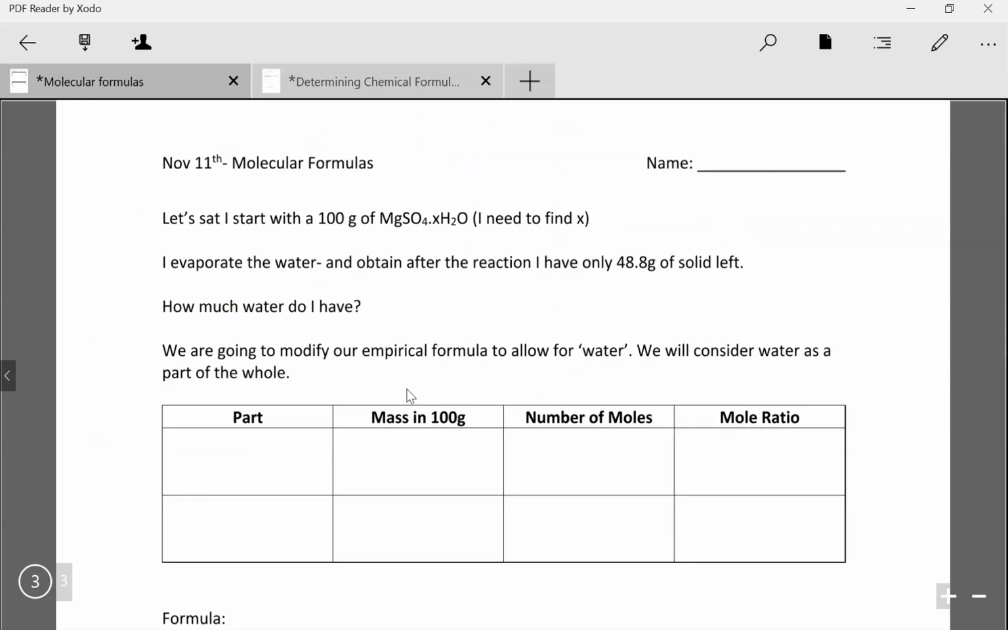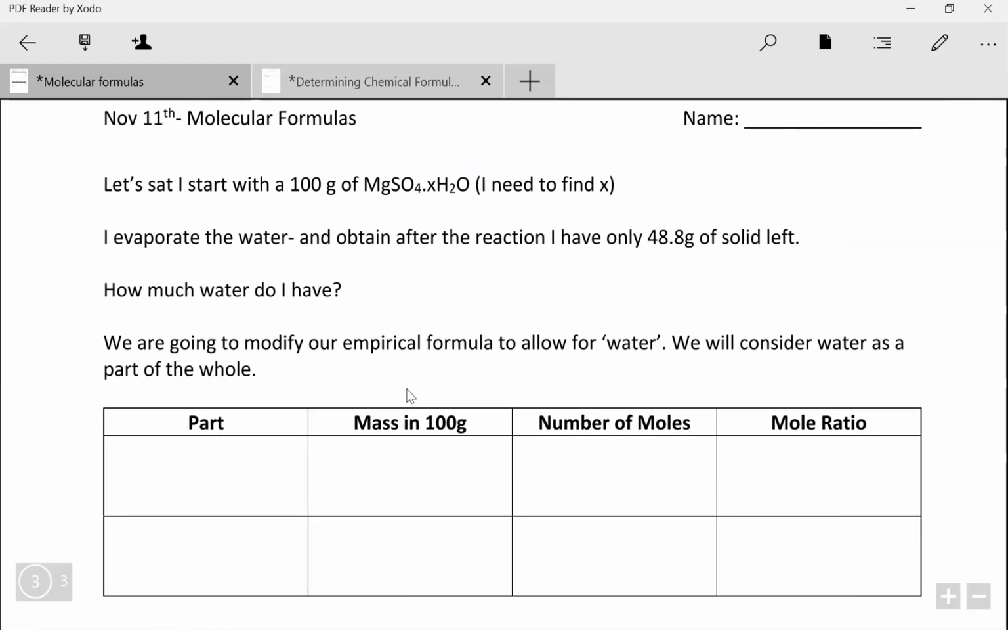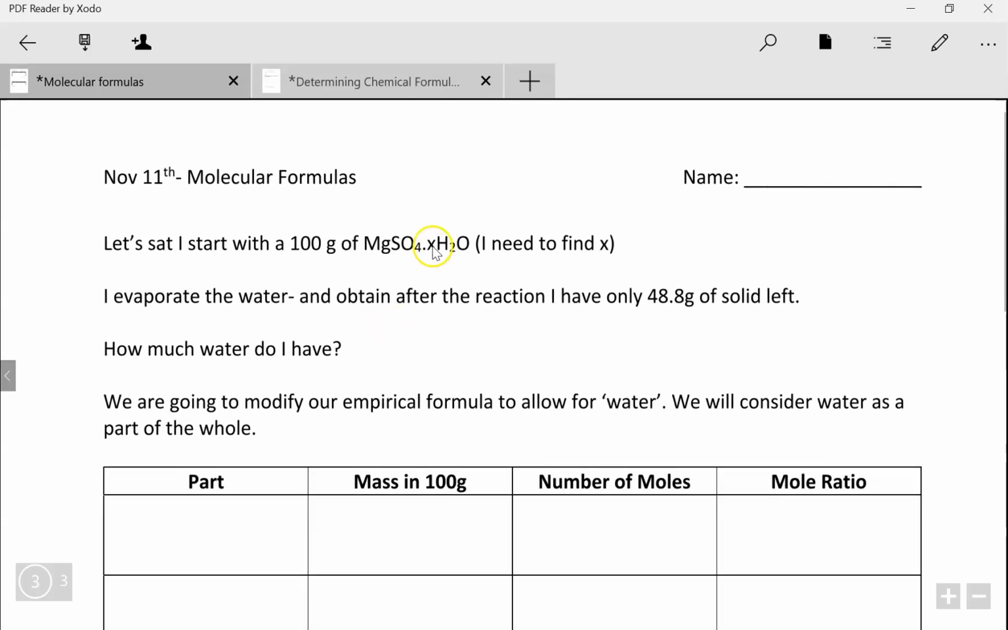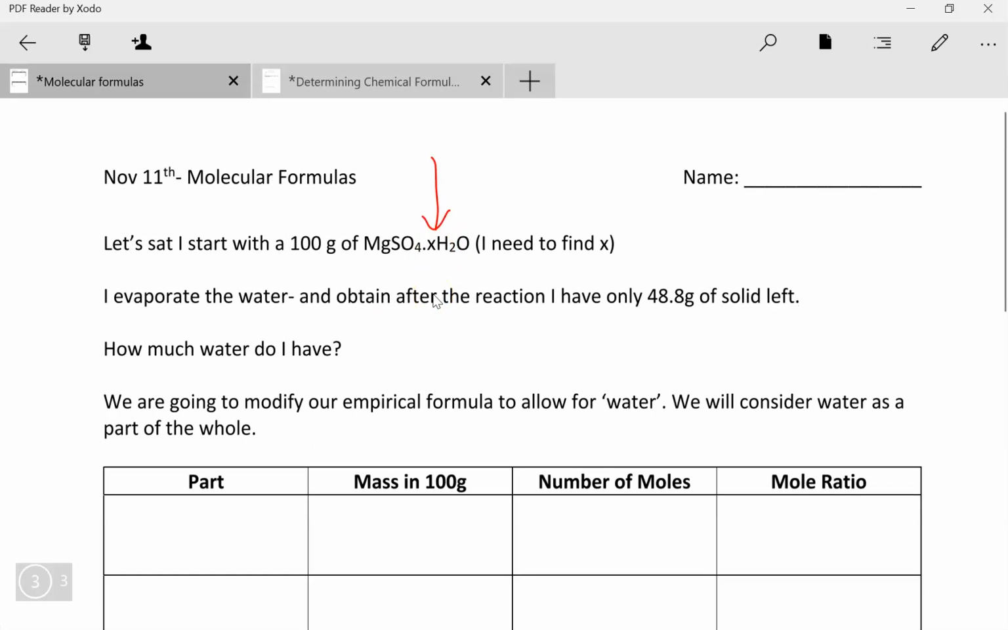So now we're going to look at how to calculate how much water is present in a hydrate experimentally. We don't know, that's why we have a little X here, meaning unknown. We usually don't start with 100 grams, which is a bit much, but for this initial calculation, let's say we start with 100 grams of this hydrated salt.